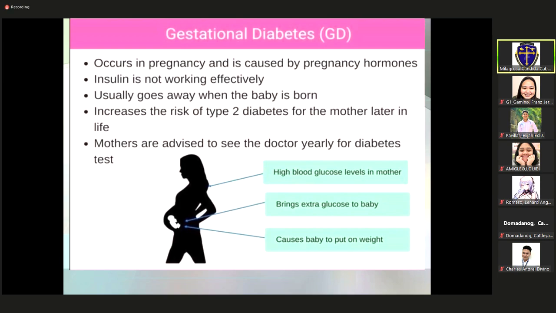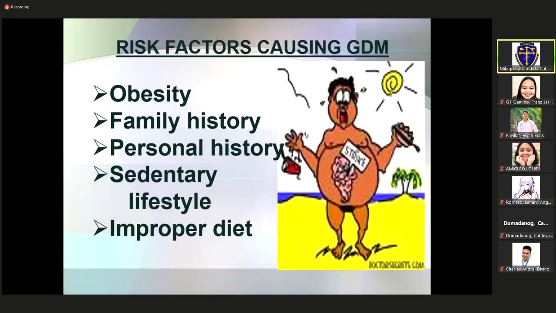Alright? Sige. Risk factors causing GDM. So, of course, you have obesity. Then you have a family history. It runs in the family. Personal history. Okay, you yourself also has episodes of increased blood sugar level. No? By your lifestyle. Okay, you are a fan of really drinking sodas, juices, and everything. You forgot to drink water. Yun ang water mo. No?